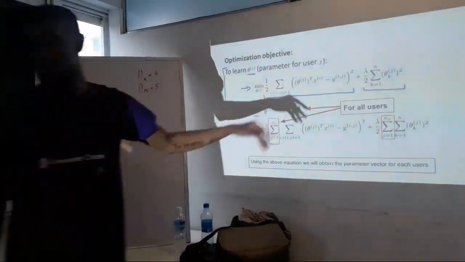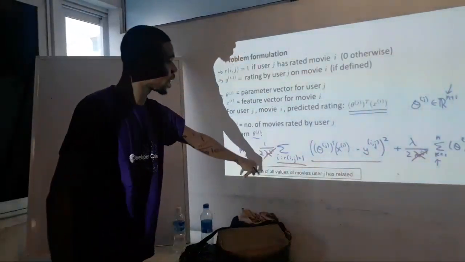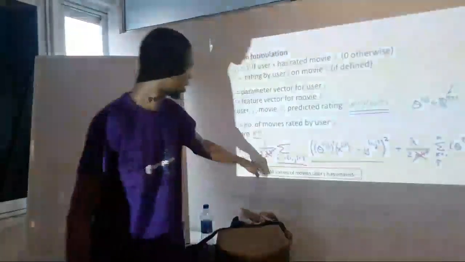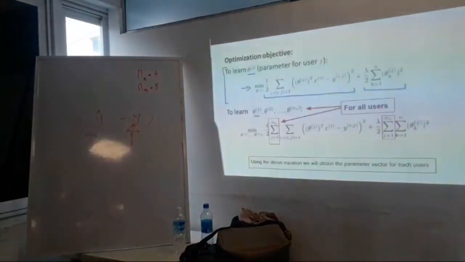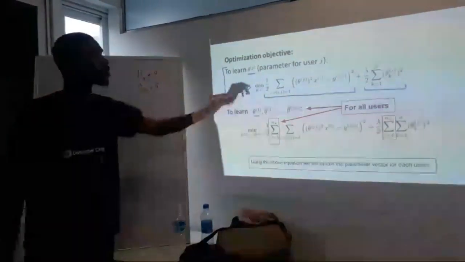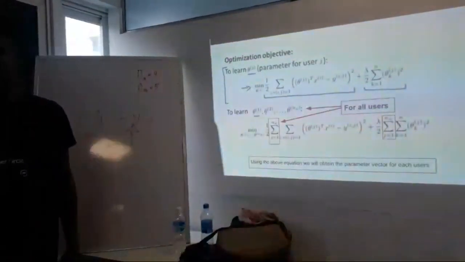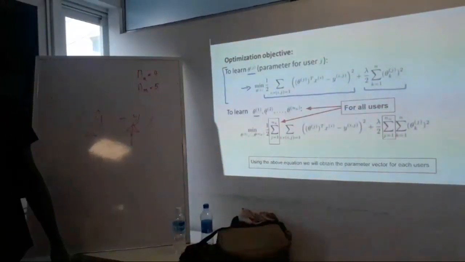Let me just go back. We take the M out from both sides, right? Take the M out, take the M out. This is what we are going to have. So we are going to minimize this, right? How do we even minimize this stuff? How do we do this? So what is gradient descent?